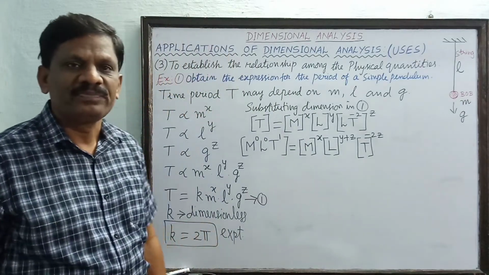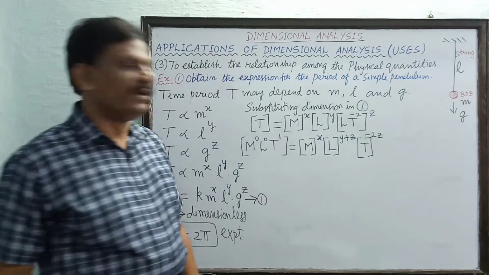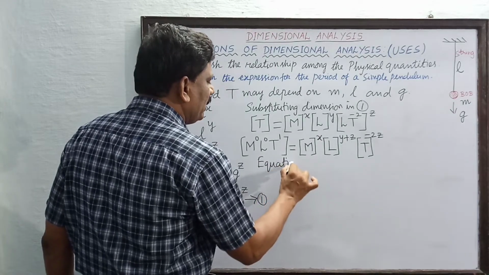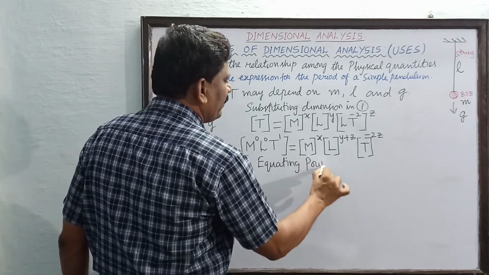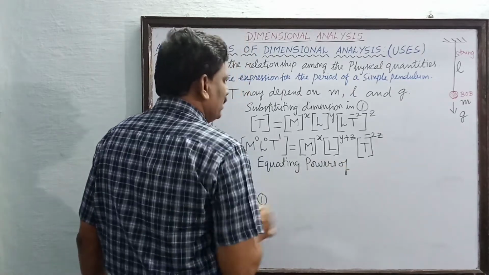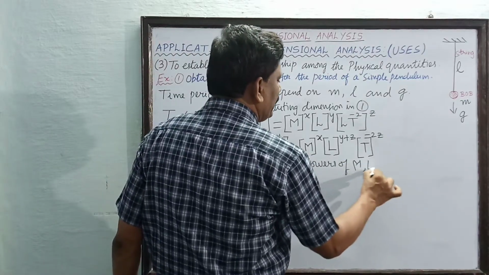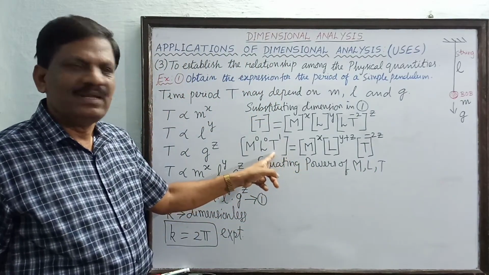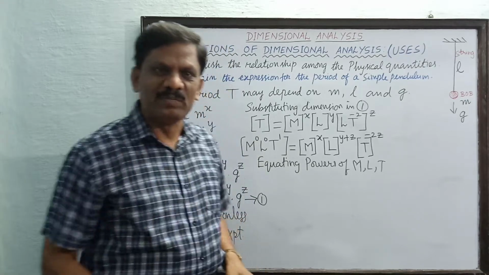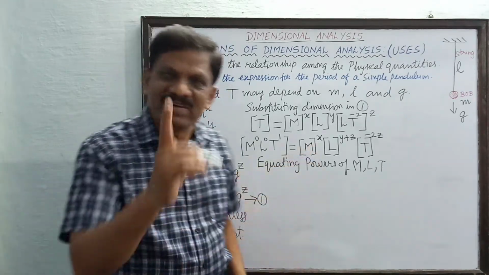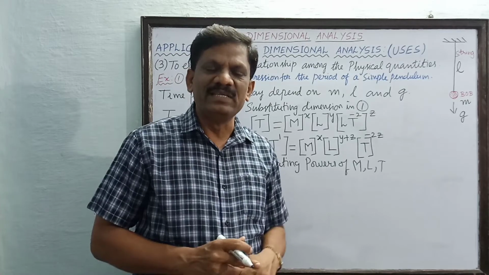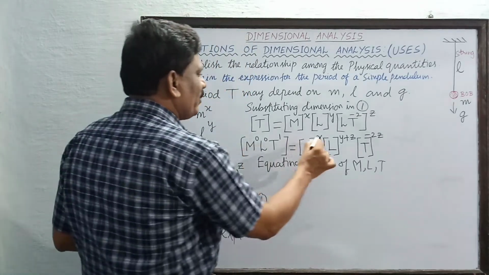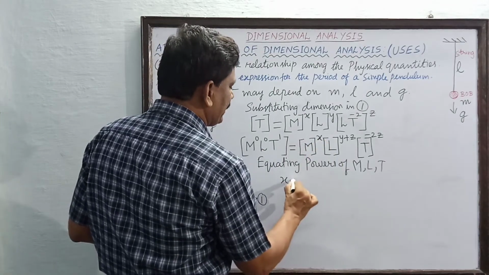Have you understood? Okay. Now what I am going to do is equating the powers of M, L and T on both sides in this equation. Left hand side M is raised to the power 0. Right side M is raised to the power x. So if I equate these two, what must the value of x be equal to? Yes, M power 0 is equal to M power x. Therefore, x is equal to 0.